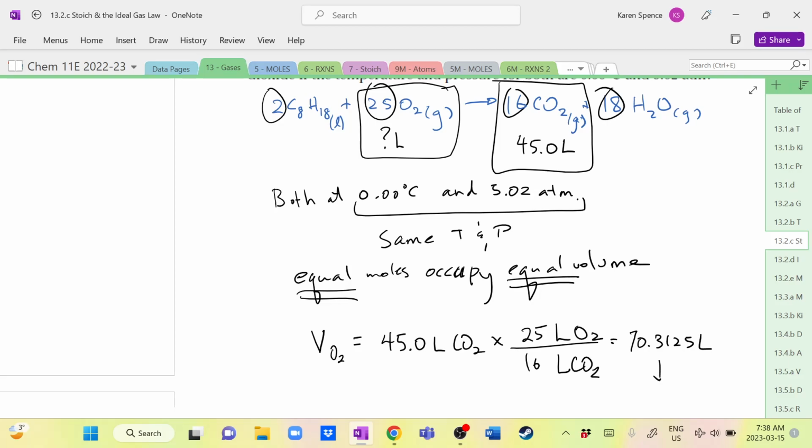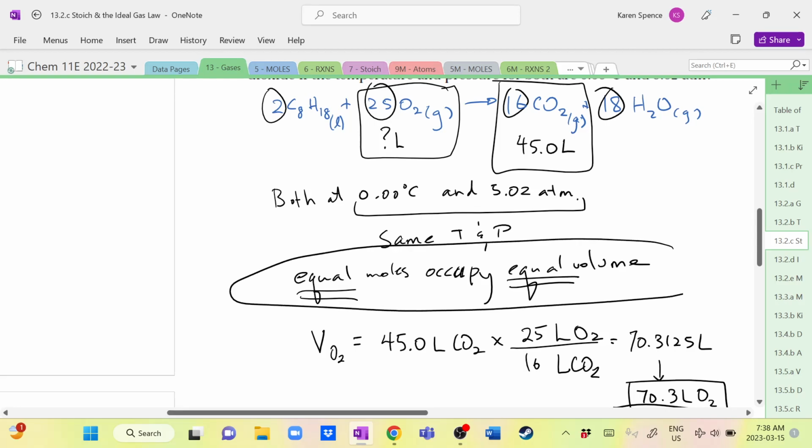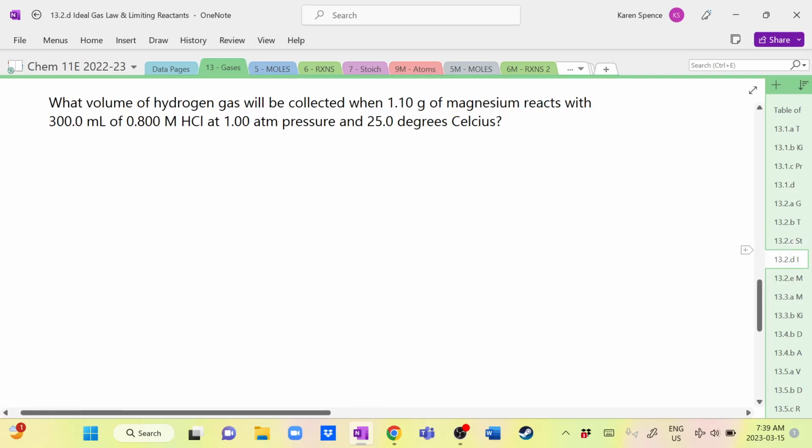70.3125 liters, which is going to round to 70.3 liters of O2. See how knowing this bit here saved us a whole huge lot of calculations? Pretty awesome, yes?